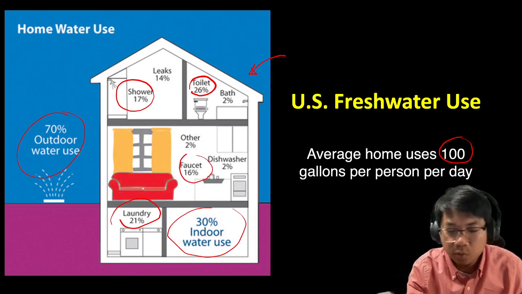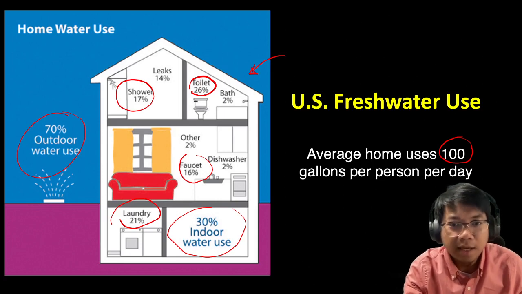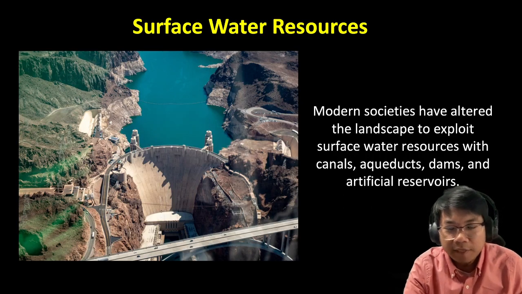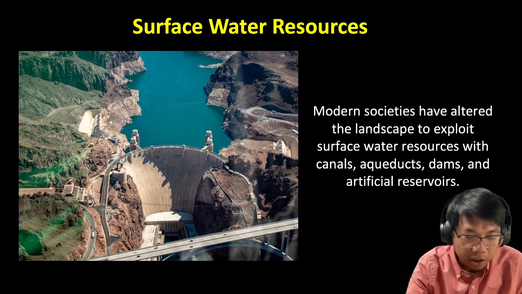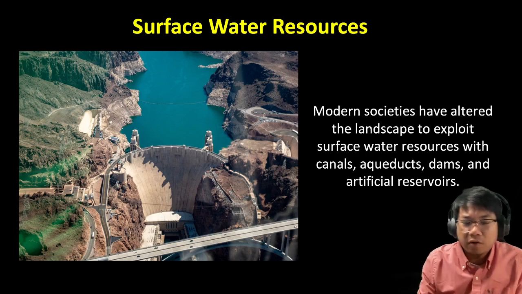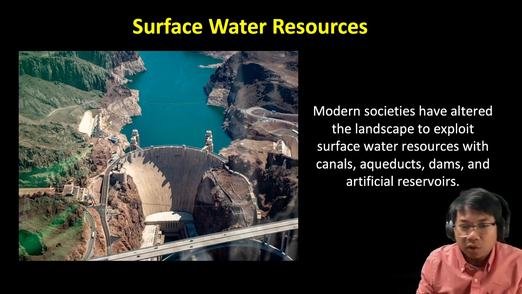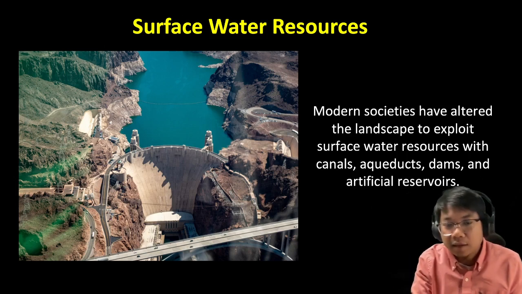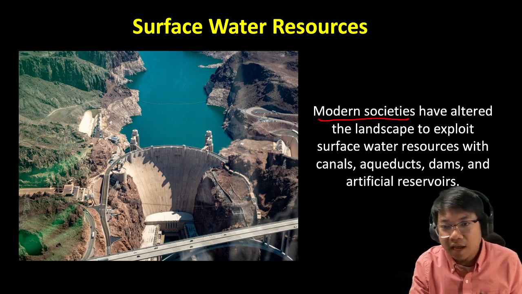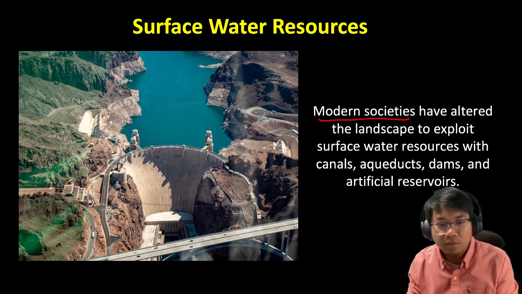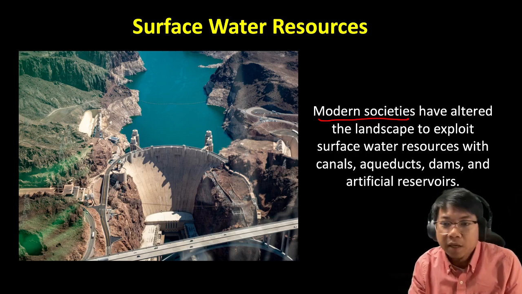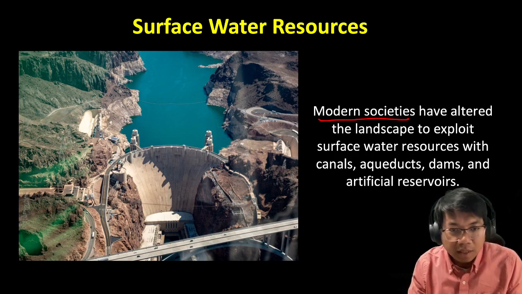So we use fresh water every single day, and that is the reason why we need to talk about it. Now, because humans require water, humans start to think about how to get water and how to preserve water in order to fulfill their needs. Therefore, modern societies have altered the landscape to exploit the surface water by building infrastructures.